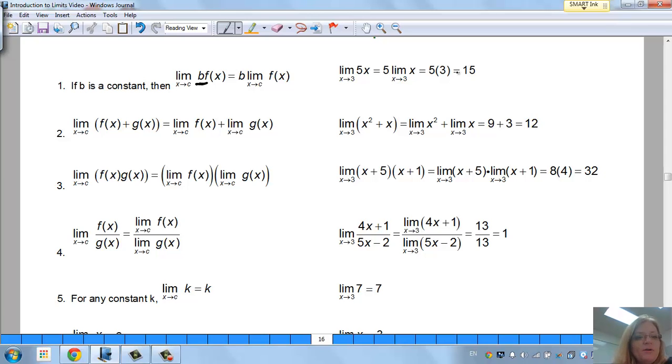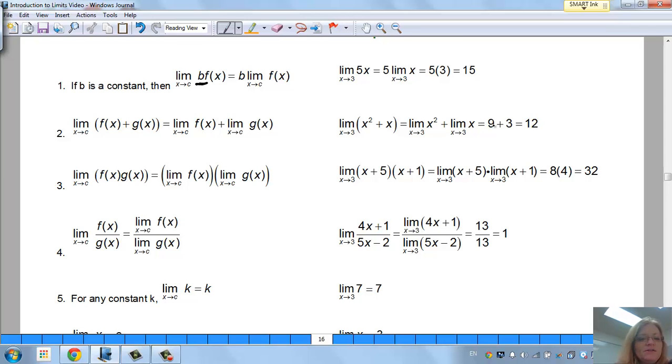The second property is if I had two limits added up and they were approaching a constant, it's the same as splitting them up. Here, the limit as x approaches 3 of x squared plus x is the same thing as the limit as x approaches 3 of x squared plus the limit as x approaches 3 of x, and those would add up to get your 12.